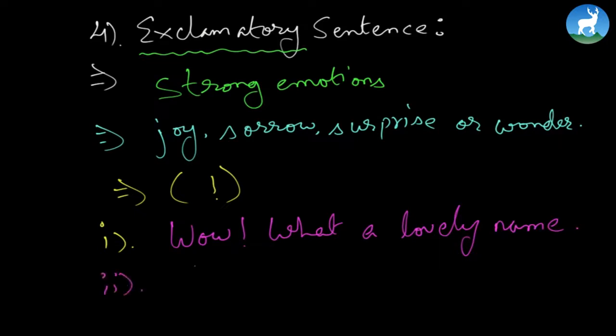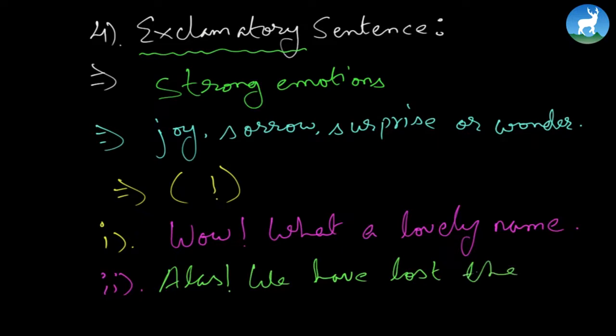Let's deal with one more example. Sadness, let's go for sadness. Alas, we have lost. Alas, we've lost the game. So a few things to consider. It deals with joy, sorrow, surprise, or wonder. That is what we call human emotions, usually denoted by an exclamation mark. Wow, what a lovely name. Alas, we've lost the game. So these kinds of sentences are what we call exclamatory sentences.